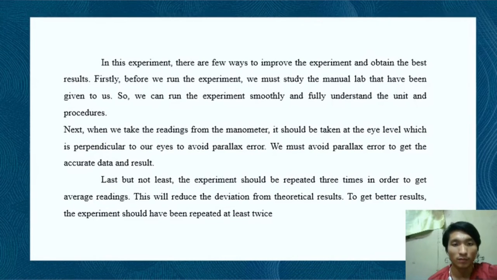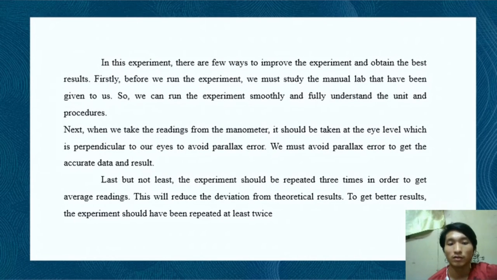So in this experiment, there are a few ways to improve the experiment and obtain the best result. Firstly, before we run the experiment, we must study the lab manual that has been given to us, so we can run the experiment smoothly and fully understand the units and procedure. Next, when taking the reading from the manometer, it should be taken at eye level, perpendicular to our eye, to avoid parallax error. We must avoid parallax error to get accurate data and results.